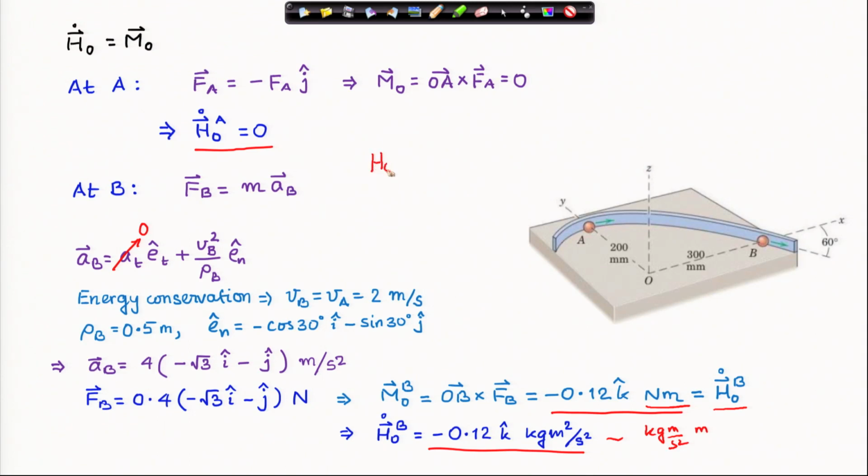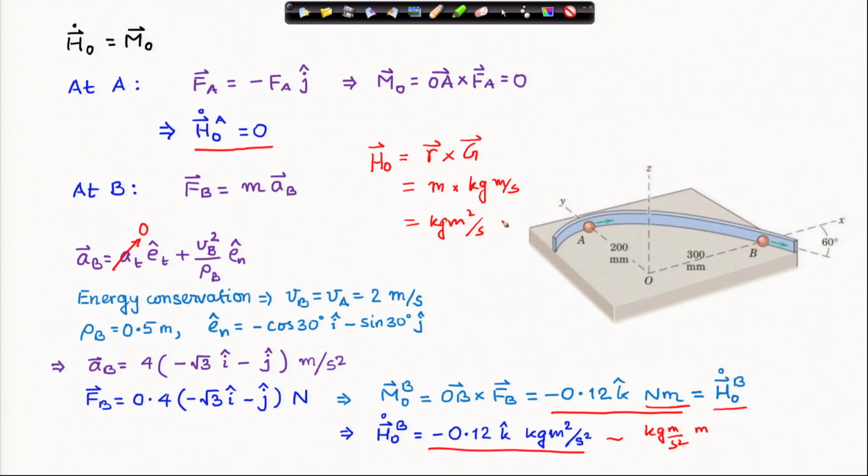H O, which is the moment of linear momentum, will have units: r is meter, times linear momentum, mass into velocity. Therefore, the units of H naught, which is the moment of linear momentum, is kg meter square per second.